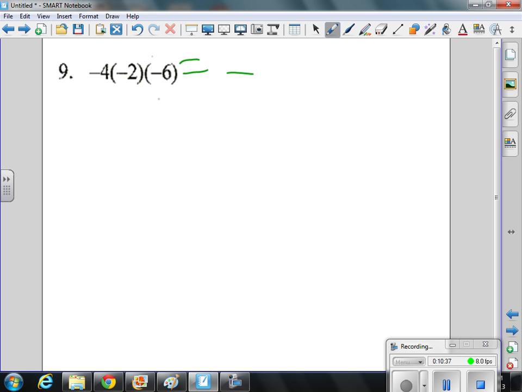Now I can just focus on the actual integers. 4 times 2 equals 8. And 8 times 6 equals 48. My final solution, negative 48.